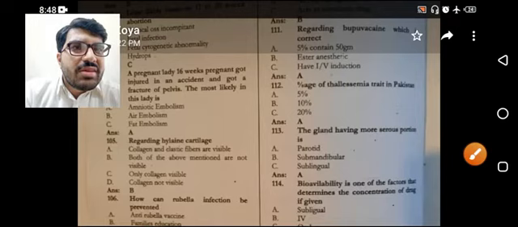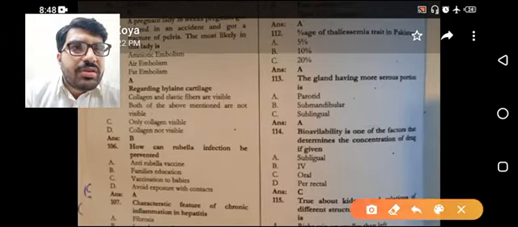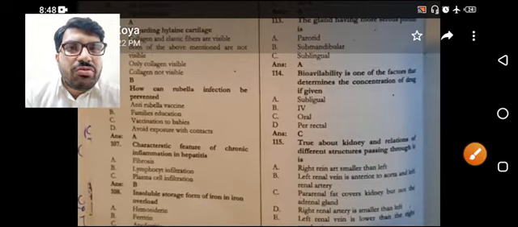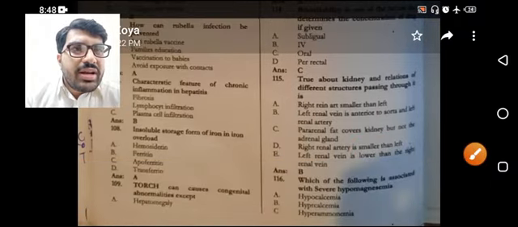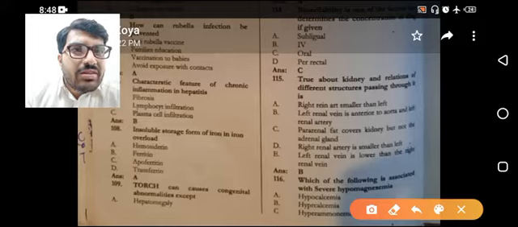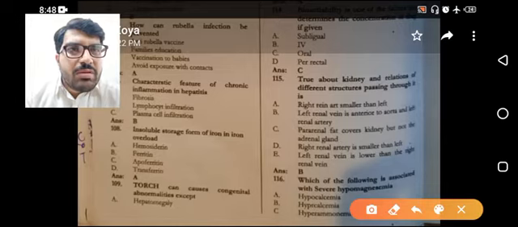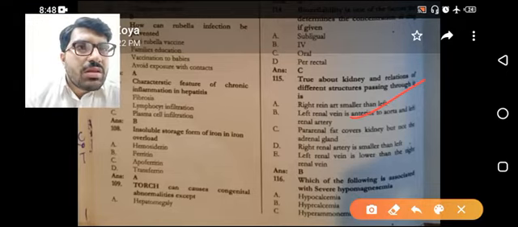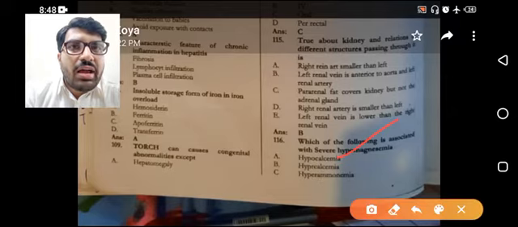Coming next, average percentage of thalassemia, that is 5%. The gland having more serous portion is the parotid gland. Right answer. Bioavailability is one of the factors that determine the concentration of the drug if given orally. True about kidney in relation, already discussed in my previous lecture with diagram, that the left renal vein is anterior to the aorta and left renal artery. Coming next, which of the following is associated with severe hypomagnesemia? Answer is hypocalcemia.